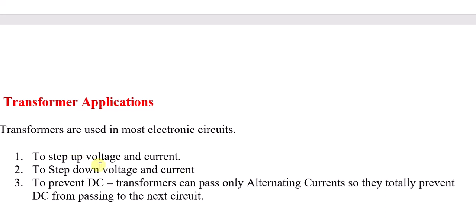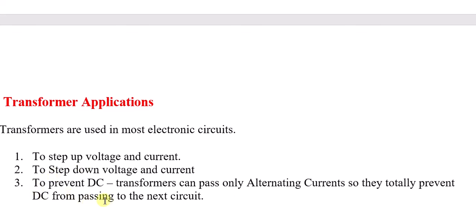Then definitely there are two types of transformer again: step up transformer and step down transformer. Step up means low voltage we are making into higher voltage, or low current we are making into higher current correspondingly. And step down means high voltage to low voltage, or high current to low current. So this is one more application of transformer.